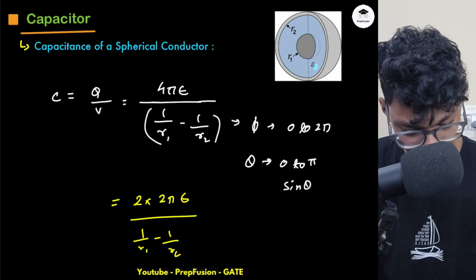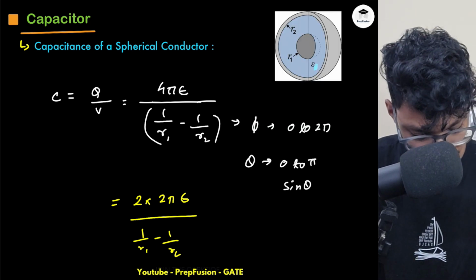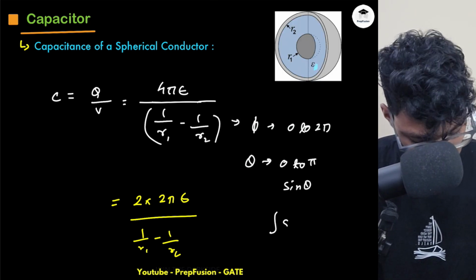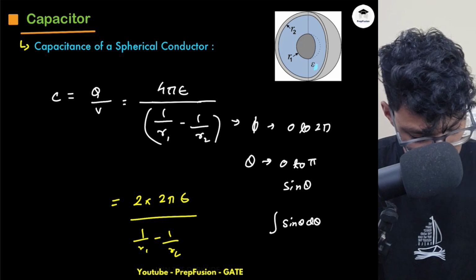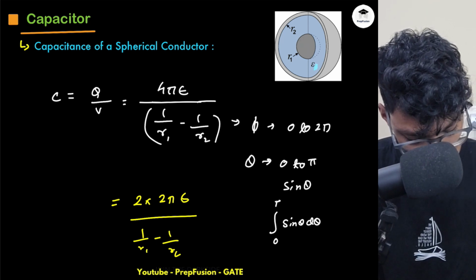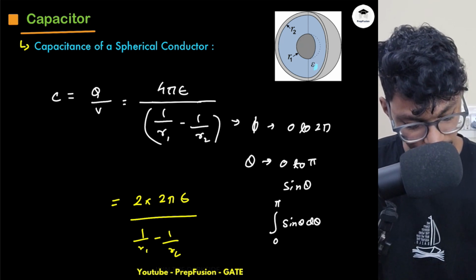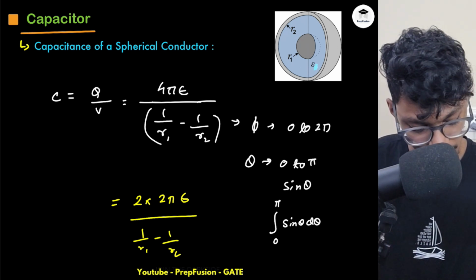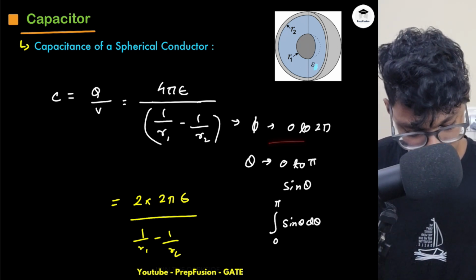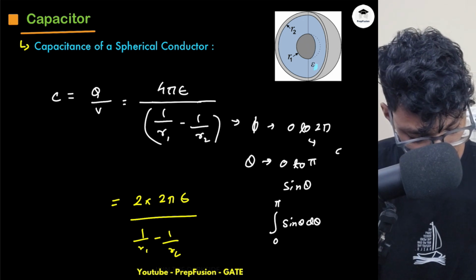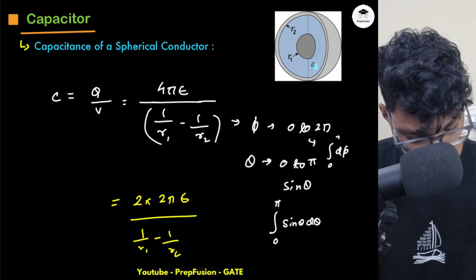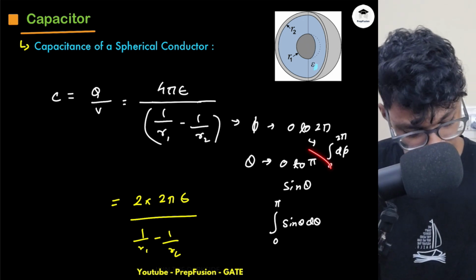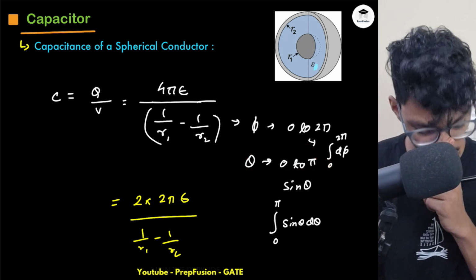So here what is happening is, I will just show you two things. One thing is, if I integrate sine theta d theta from 0 to pi, what will I get? And if I integrate d phi from 0 to 2 pi, what will I get? I hope you remember, your theta only varies from 0 to pi.